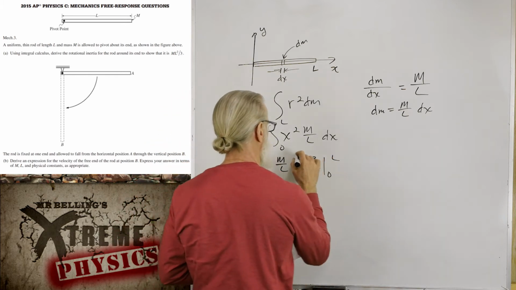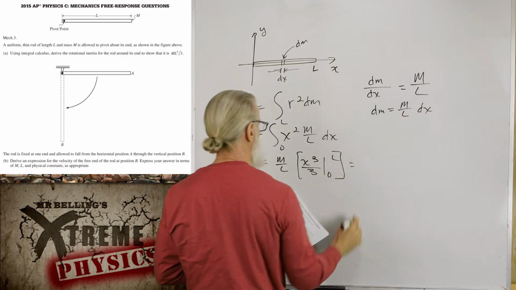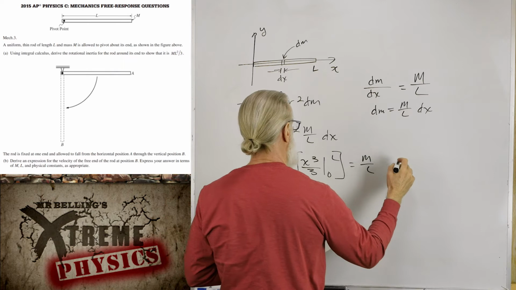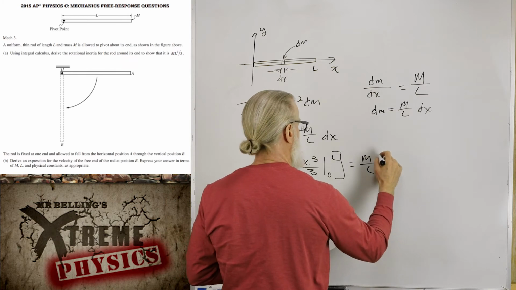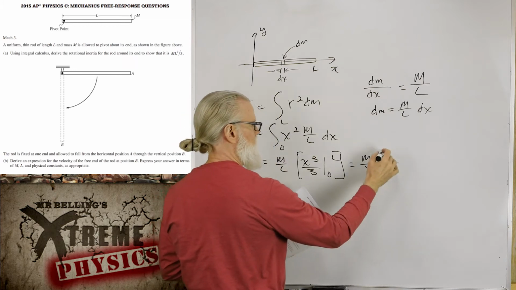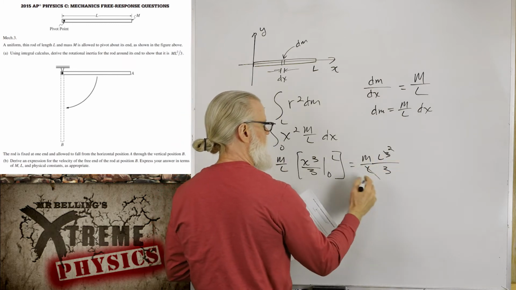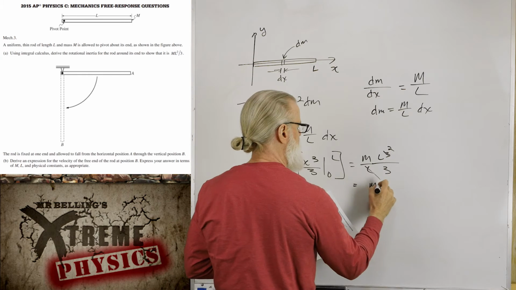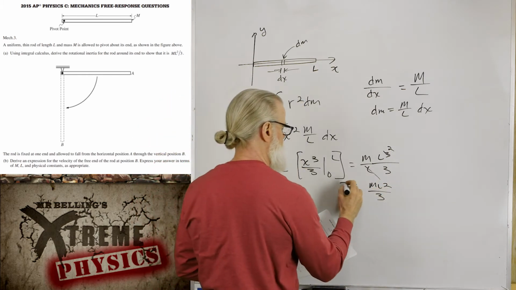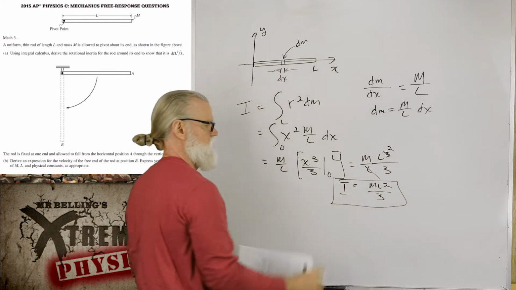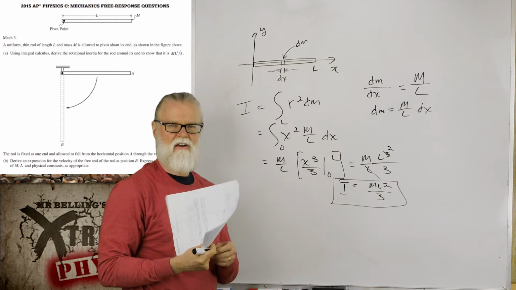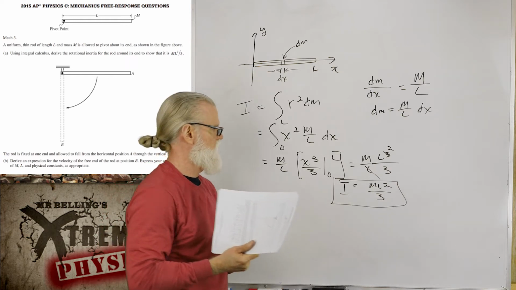And we got M over L times L cubed over 3. Boom. It becomes an L squared, and we get ML squared over 3, which is what we were looking for. Beautiful. All right, there we go. Make sure you can find the moment of inertia of a thin rod using integration.